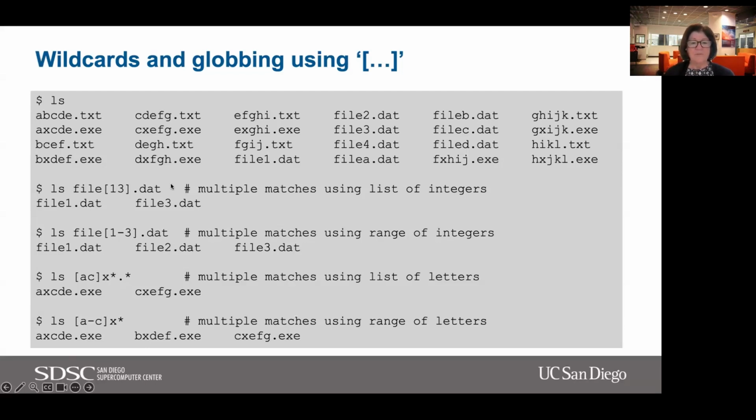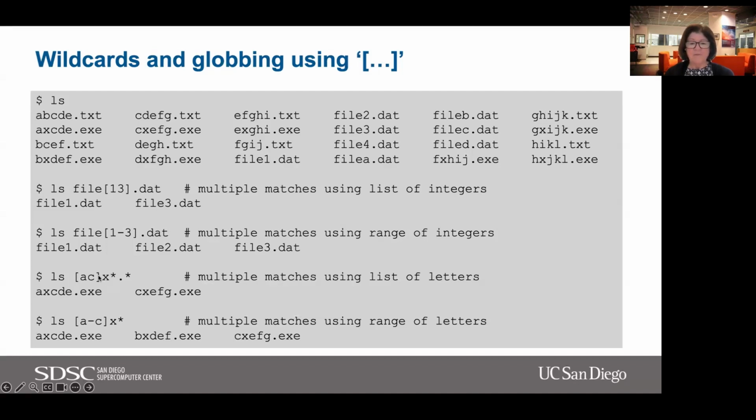Here, this first example, find matches that have integers 1 or 3, and this was a range of integers 1, 2, 3. So notice there's file 1 and file 3 here. And now if you do the range of 1 through 3, you get file 1, file 2, and file 3. So we pulled in one more file.